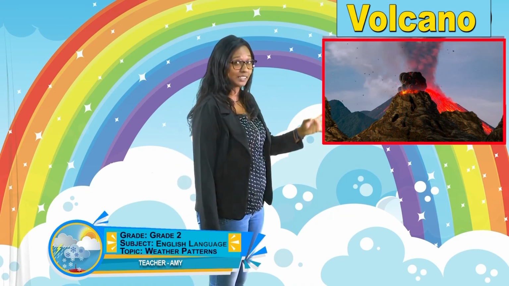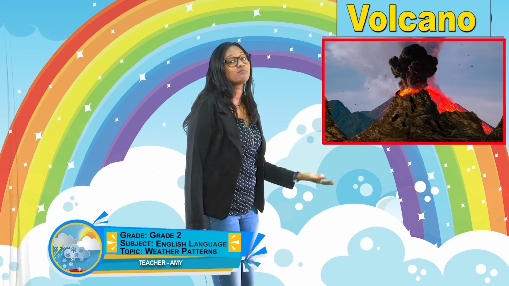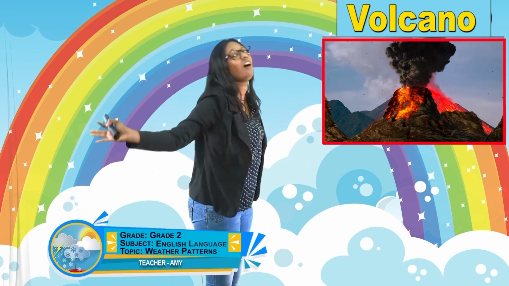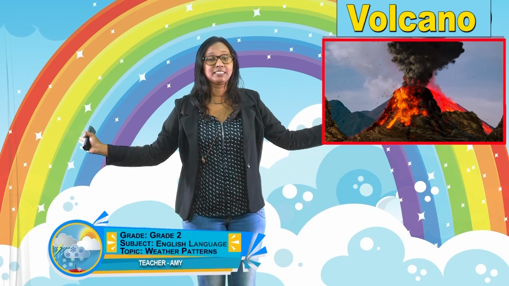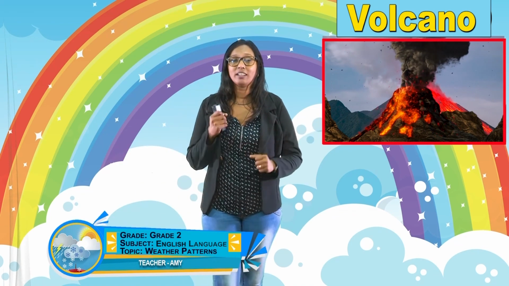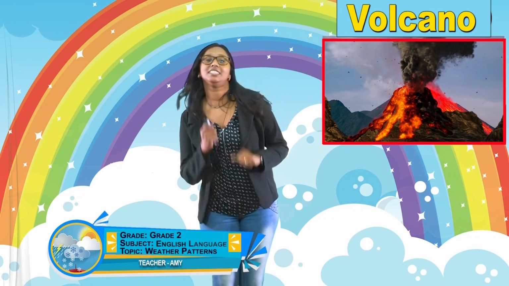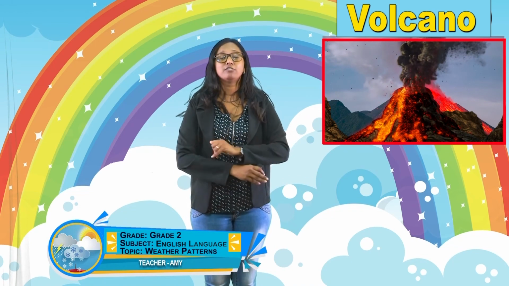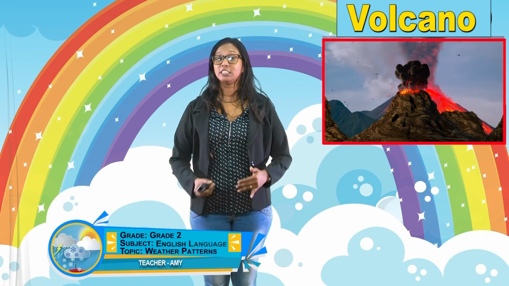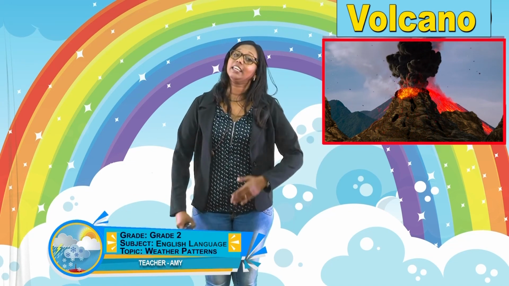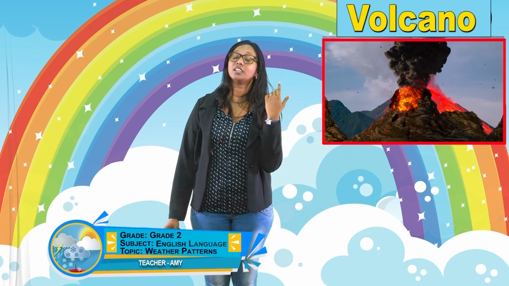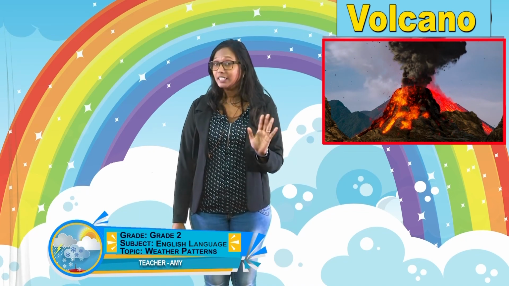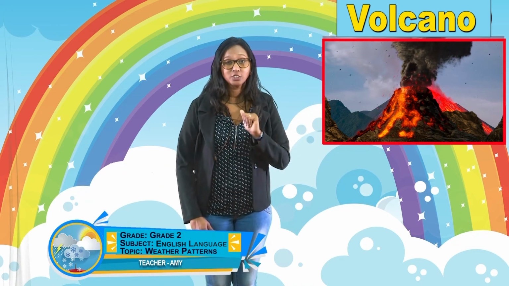So this volcano, when it erupts, you have lava spilling all over the place, and it's so hot. So when a volcano happens, you need to run as fast as you can, far away from it, because it is so hot. It can harm you, it can hurt you, it can burn you. So volcanoes are very dangerous.